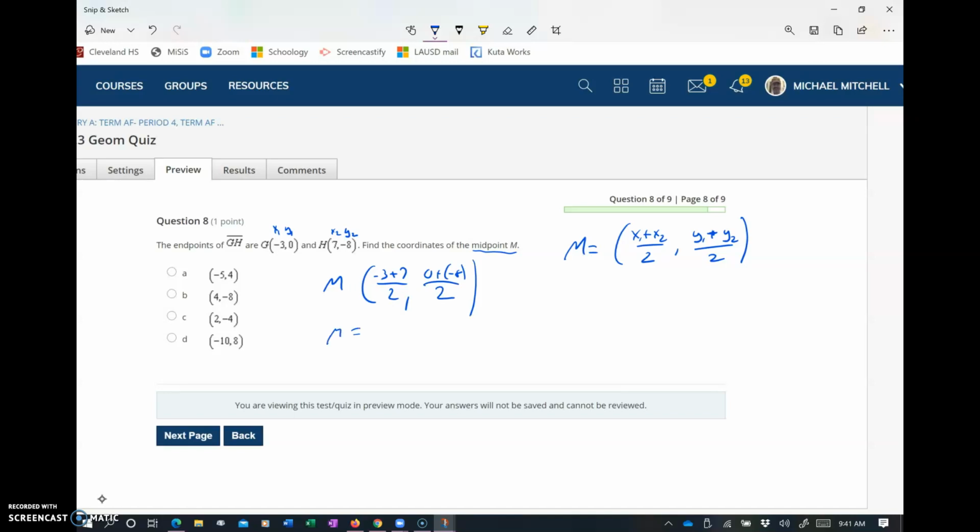I don't even really need this equal sign. It's just M is this. We're just naming this really. 4 over 2, negative 8 over 2. So M is going to be 2, negative 4. And that's this answer right there. This one's different on the honors. There's one other one that's different too. I can't remember.